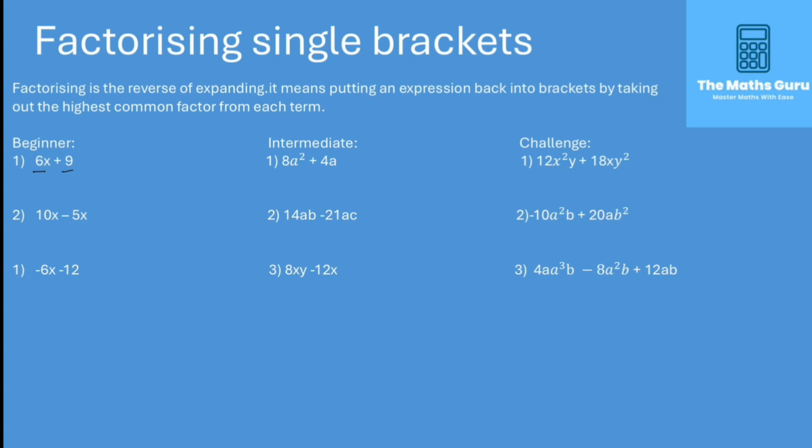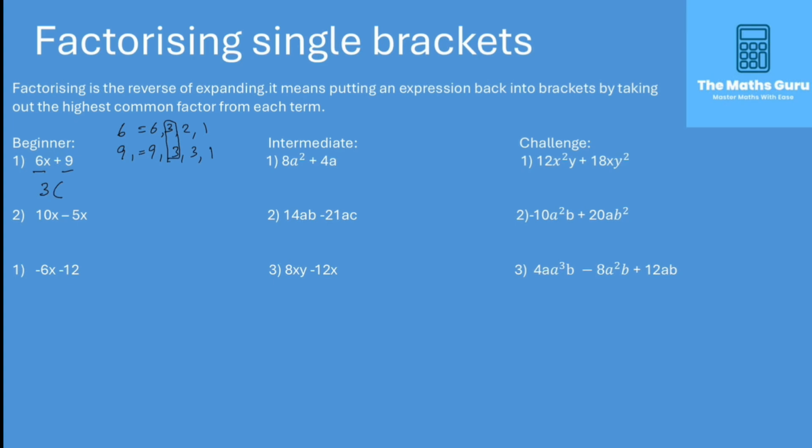What's the highest factor that they share? And obviously, for example, the factors of 6 are 3, 2, 6, and 1. For 9, it's 9, 3, 3, 1. So looking at these, the highest common factor is 3. So we could take 3 out here.